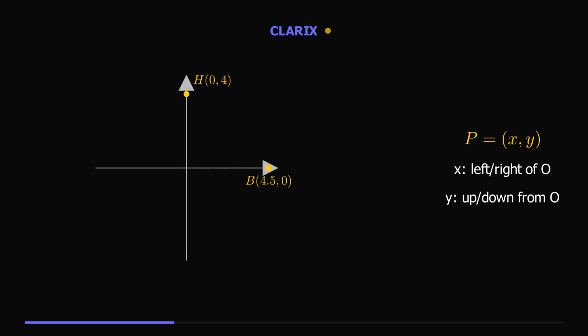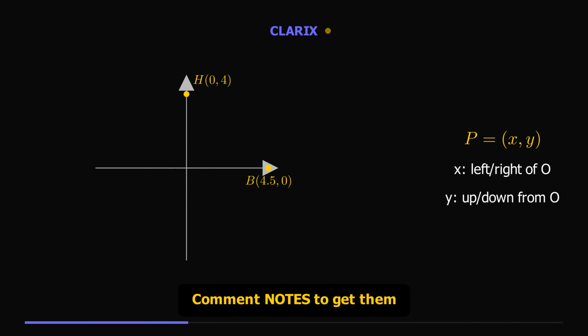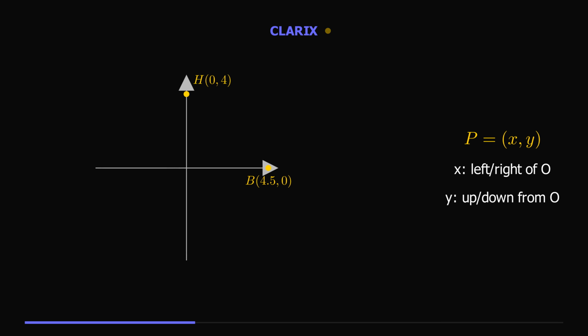So a point like (4.5, 0) sits exactly on the x-axis, 4.5 units to the right of the origin. The 0, as the second number, tells you it hasn't moved up or down at all. A point like (0, 4) sits on the y-axis, 4 units straight up.